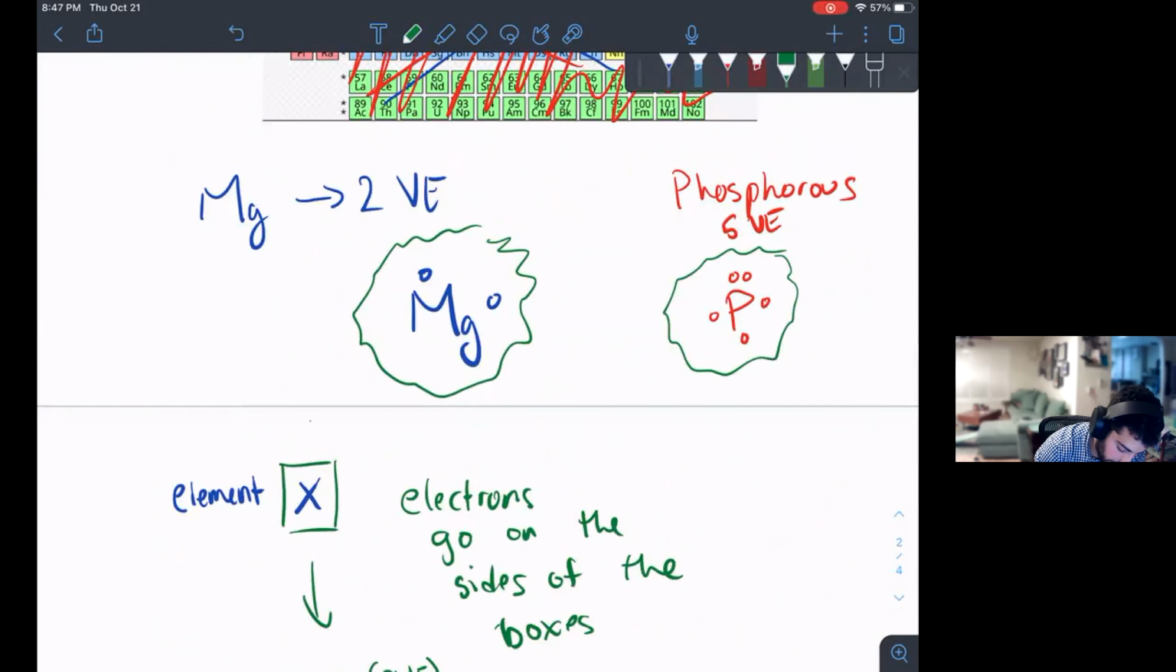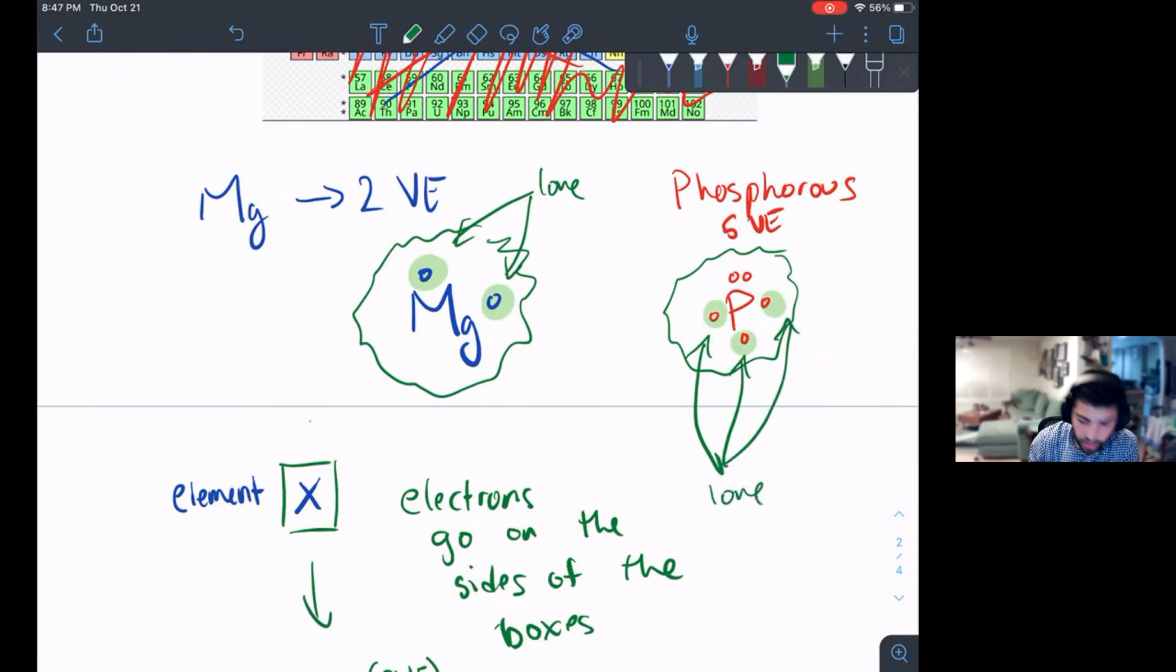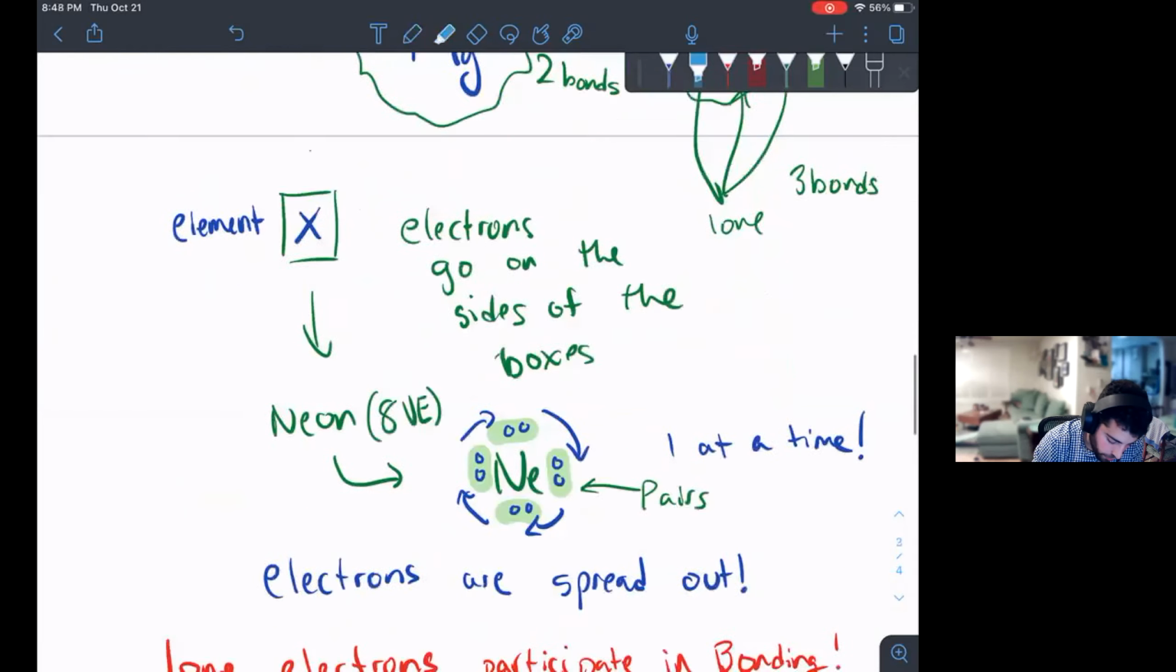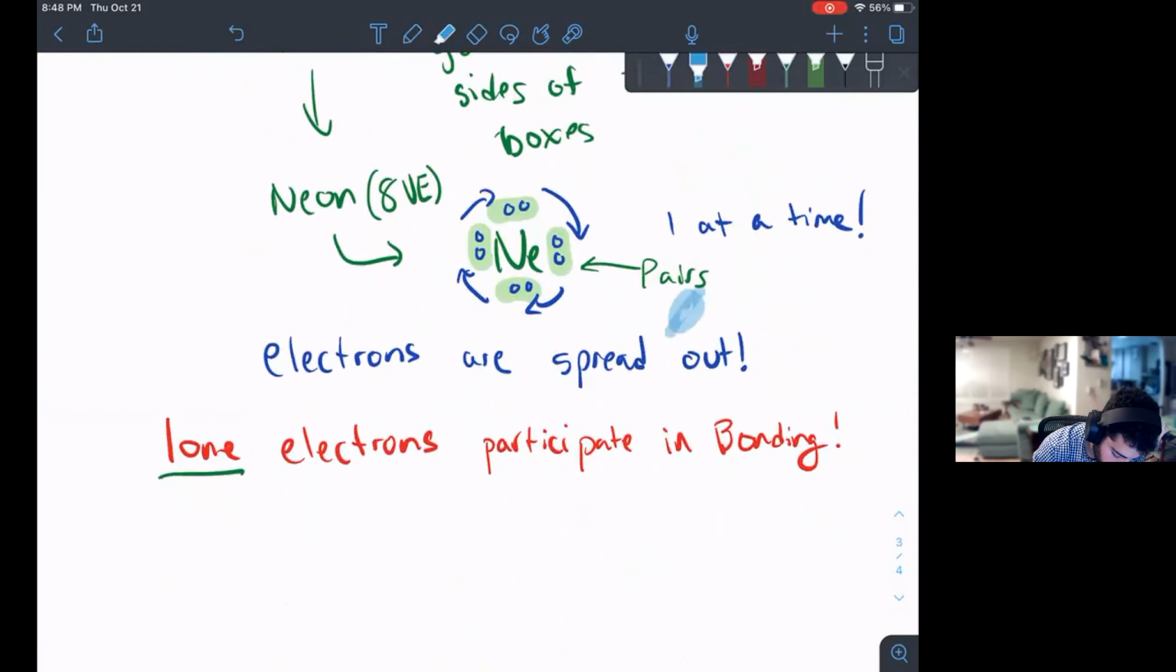So if we go ahead and look at magnesium, magnesium has 1, 2 electrons that bond. Those are lone. And if I look at phosphorus, it has 1, 2, 3 lone electrons. So these are also lone. So phosphorus can make 3 bonds. Magnesium can make 2 bonds. And our good friend neon over here can make 0. Oh, how did I switch to blue? Can make 0 bonds.